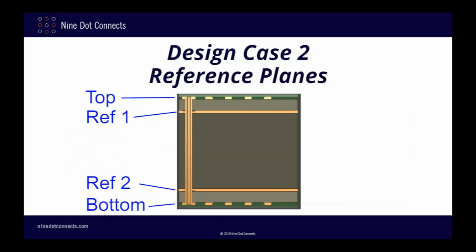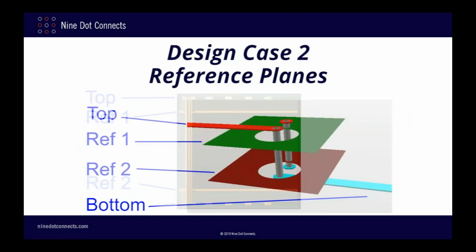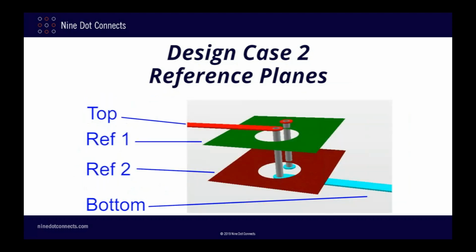Here is a slide showing the relative thicknesses of the different dielectrics, and here is a 3D view of the same layout. I've reduced the size of the plane so that we can see the other features, but you can still get the idea. The top layer trace in red transitions to the bottom layer trace in blue. The top signal references the green plane, and the bottom signal references the red plane.